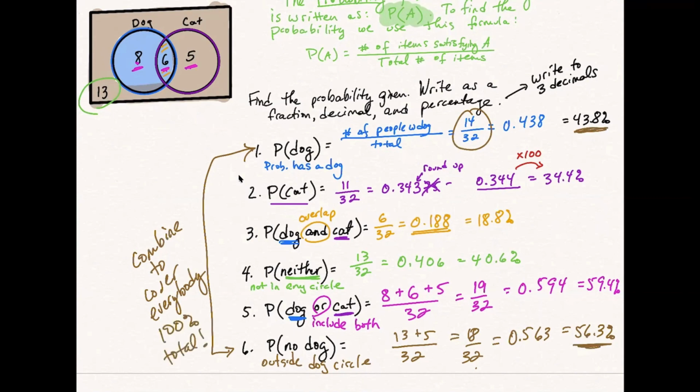Turns out if we add the 43.8% with this 56.3%, we get 100%. And that's because these are what are called complements. And that's something we'll talk about a little bit later.